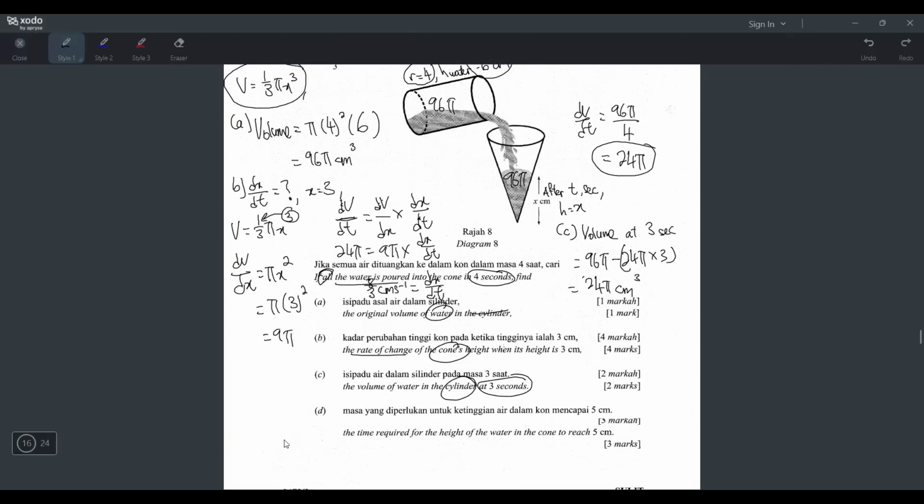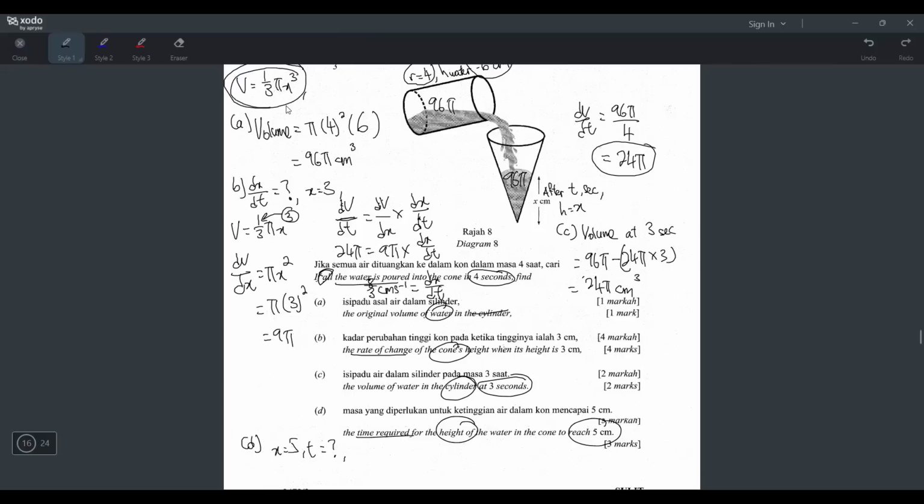Now let's do my D. So D says what? Find the time required for the height of water in the cone to reach 5 cm. So they want the x to reach 5. So let me think. They want the x to reach 5. But they want to find the time required. So we need to find time. Time required for the height of water to reach 5 cm.